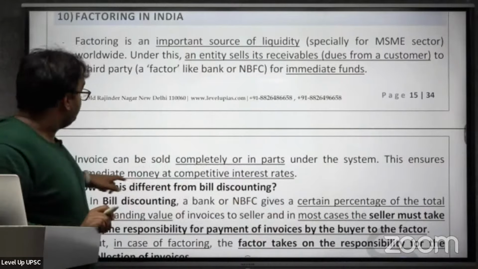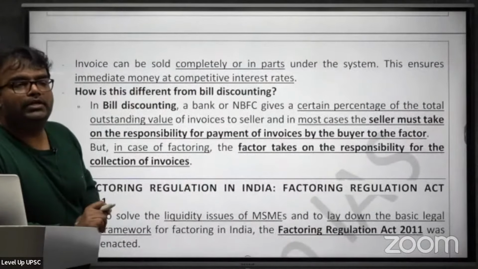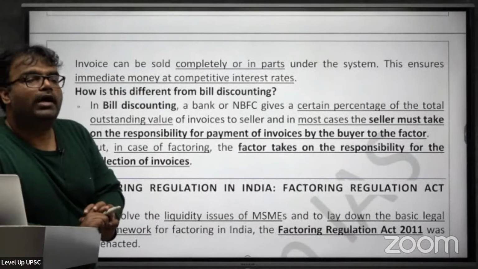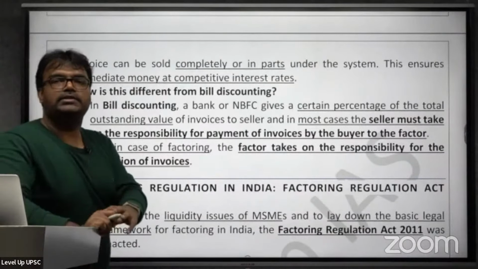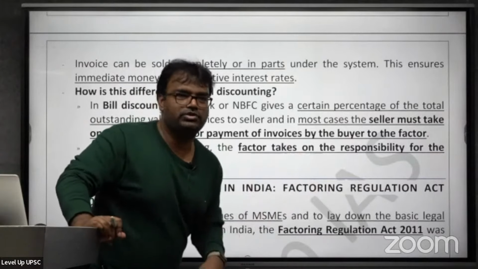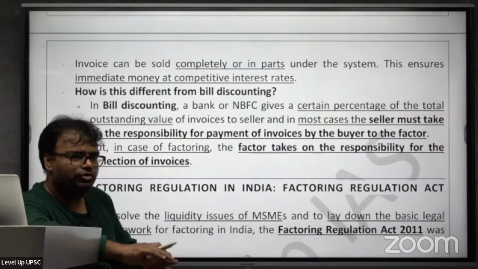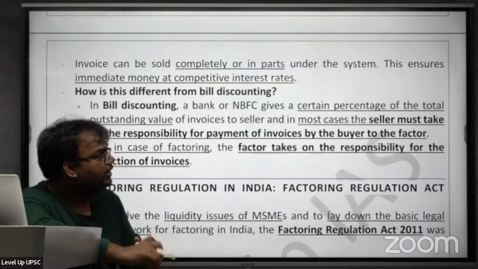Now, an invoice could be sold completely or it could be sold partly. I have to take 100 crore rupees from Reliance. I'll say I'm only selling this invoice partly. Give me 50 crore rupees as soon as possible. The other 50 crore I can take from Reliance a month later. So it could be sold partially, it could be sold completely.